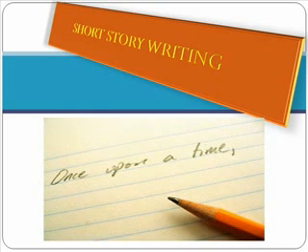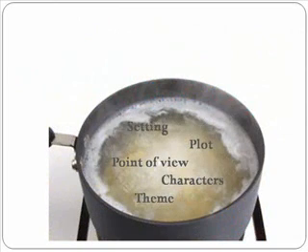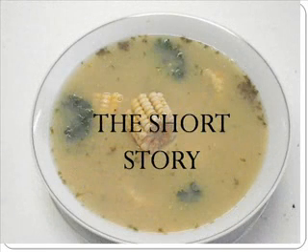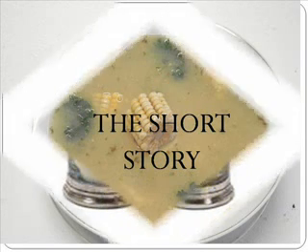Short story writing is similar to preparing a dish. When creating a dish, there are 5 elements or ingredients that you need to consider. They are setting, point of view, plot, theme, and characters. When you mix these ingredients together on paper, your pot, you make a good short story dish.